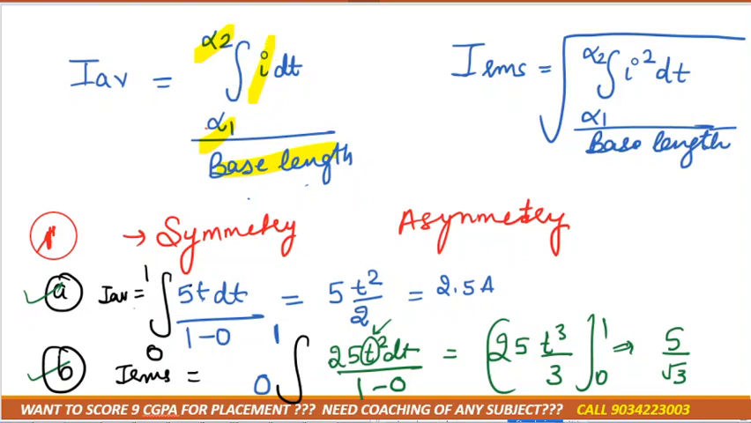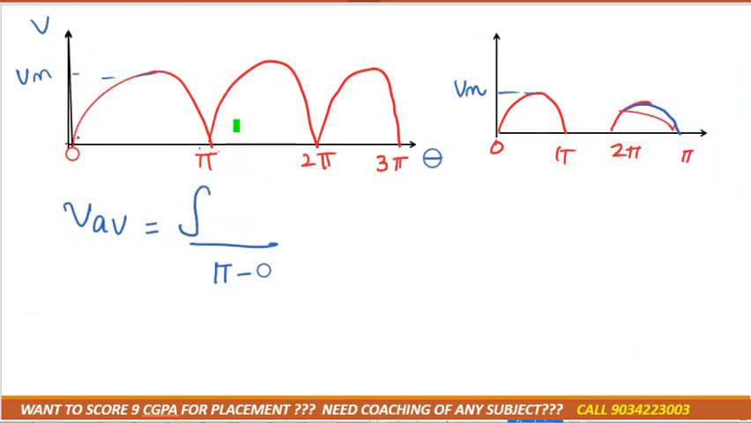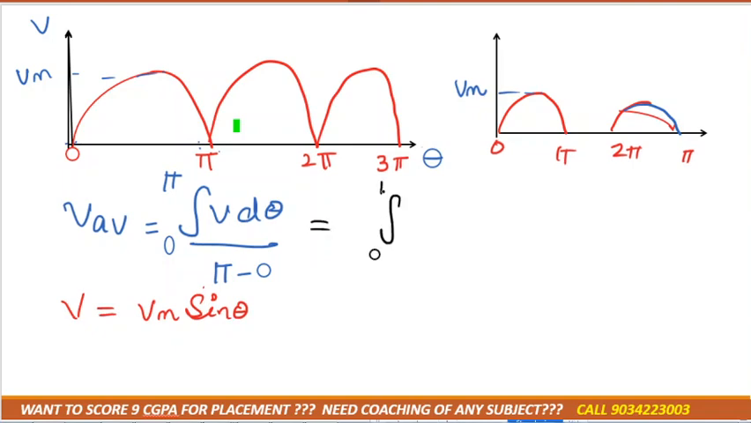Now again we have to integrate. It varies from 0 to pi. Correct? So it will vary from 0 to pi and v d theta. Why is it d theta? Because it's on the x-axis we take theta. As you know, we have the standard equation that v is equal to Vm sine theta. So we can substitute the value of Vm sine theta, then we'll get the integral from 0 to pi of Vm sine theta d theta divided by pi.